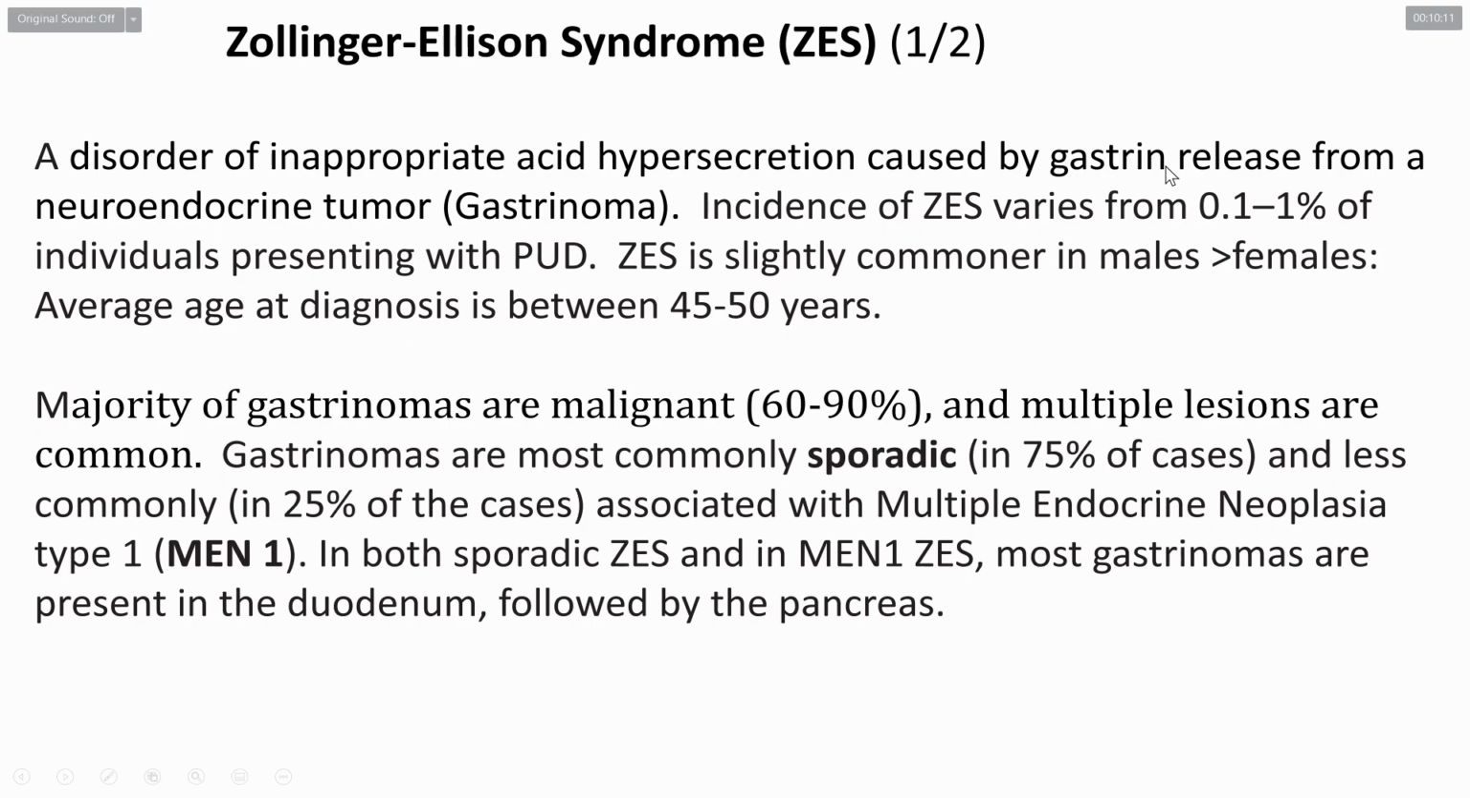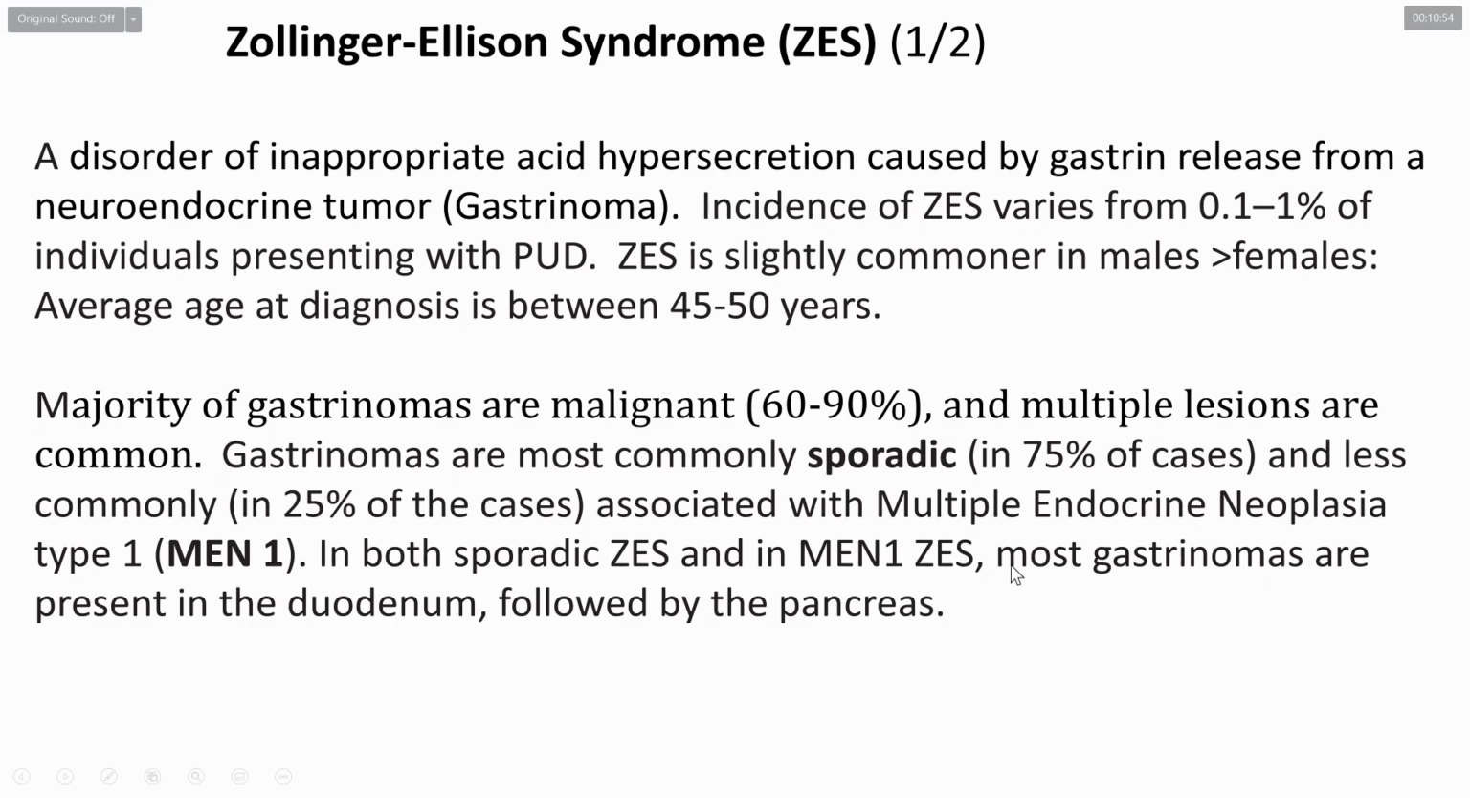It's caused by gastrin release from a neuroendocrine tumor, a gastrinoma. Very low incidence, commoner in males between 45 and 50. The majority of gastrinomas are malignant. They're not benign tumors, and they may be multiple. Most commonly they are sporadic, meaning scattered, not familial, not hereditary, not in the multiple endocrine neoplasia type 1 syndrome. MEN 1 is the familial one, accounting for around 25% of cases.